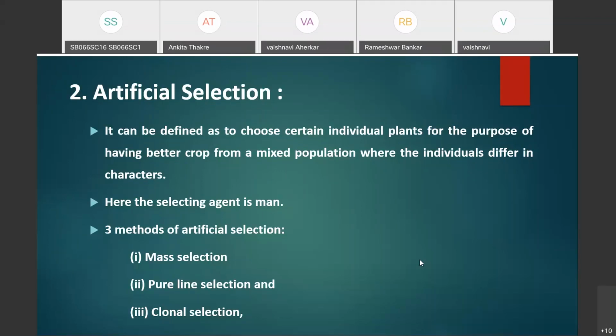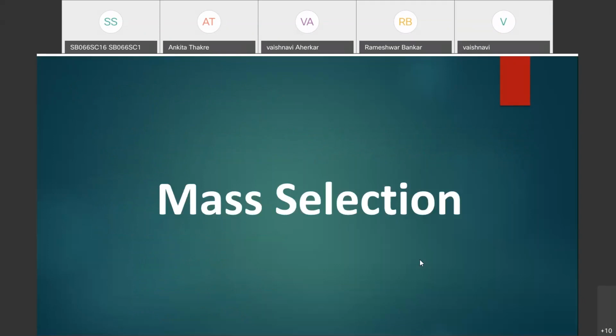We were discussing the first method of artificial selection, and this is mass selection. Mass selection is nothing but the elite group of plants, or we can say the vigorous and healthy plants, selected from the mixed up population on the farmer's field. Then these elite plants are harvested, their seeds are collected, preserved, composited together, and used for sowing to get the crop in the next season.